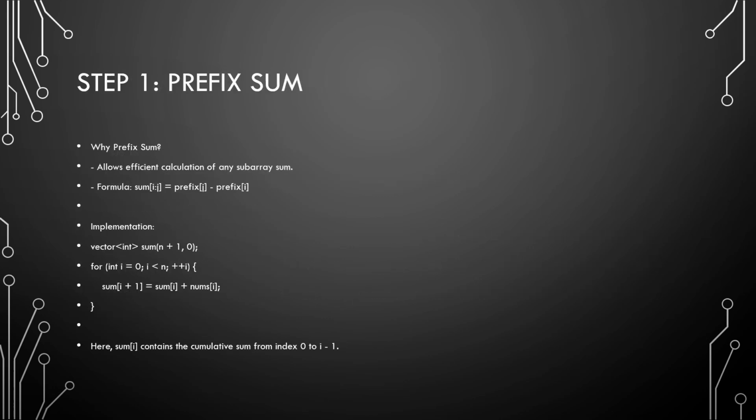Step 1 is to calculate the prefix sum. This allows us to calculate the sum of any subarray in constant time. The formula is simple: sum ij equals prefix j minus prefix i. We build the prefix sum array where each element represents the cumulative sum of all the elements in the original array up to that point.